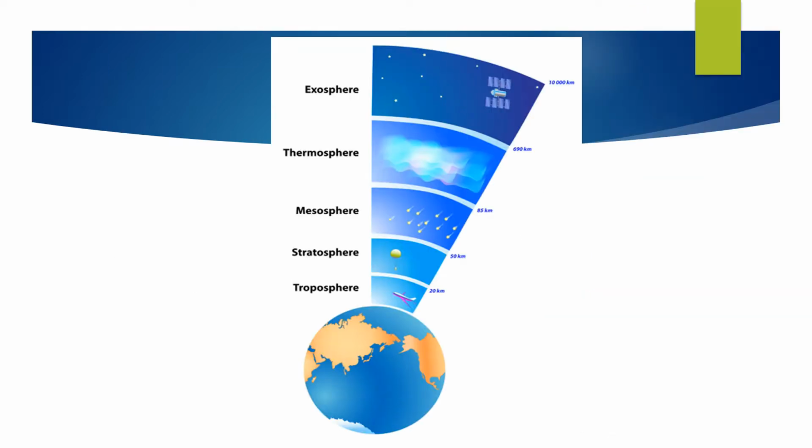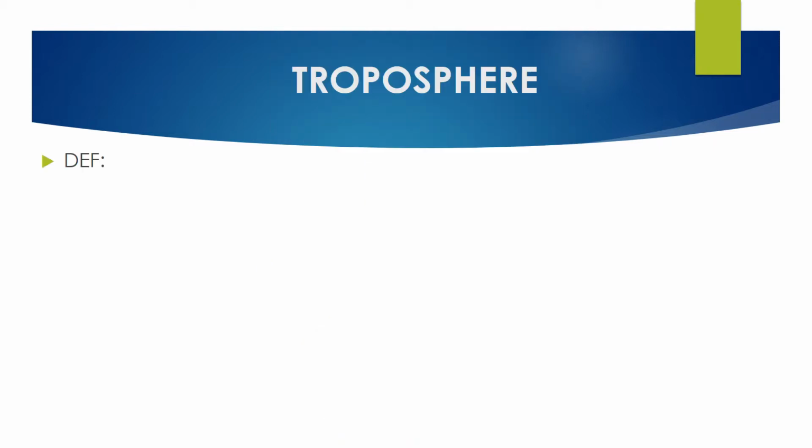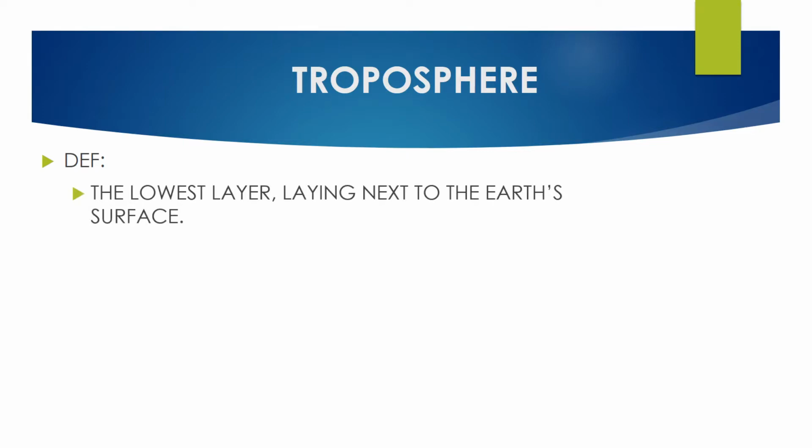So we need to start with the layer that's closest to you. Well, that's going to be the troposphere. So the next slide is the troposphere, which is one of your key terms. So the first bullet here, I basically put a definition for you for the troposphere, because like I said, it's one of your key terms.